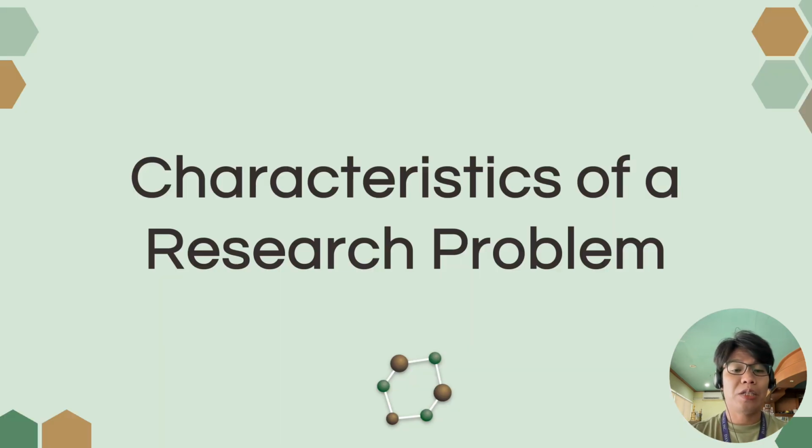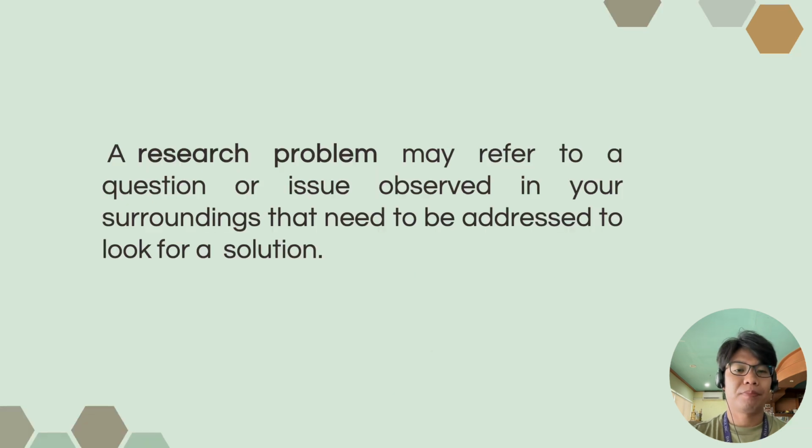Okay, and let's proceed to the characteristics of a research problem. So the very first step in conducting scientific research is to start with an appropriate research question. And a research question is derived from the research problem. A research problem may refer to a question or issue observed in your surroundings that needs to be addressed to look for a solution.